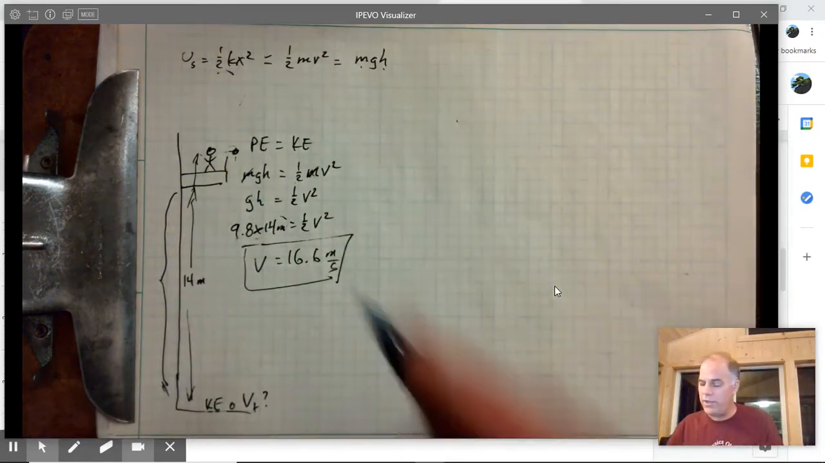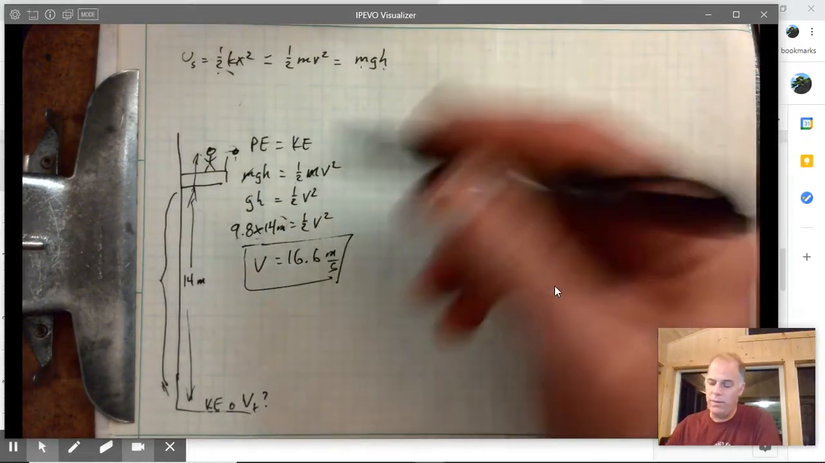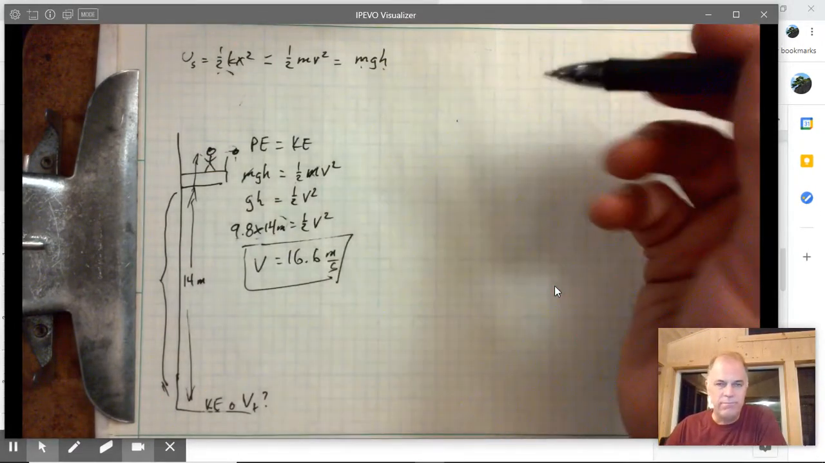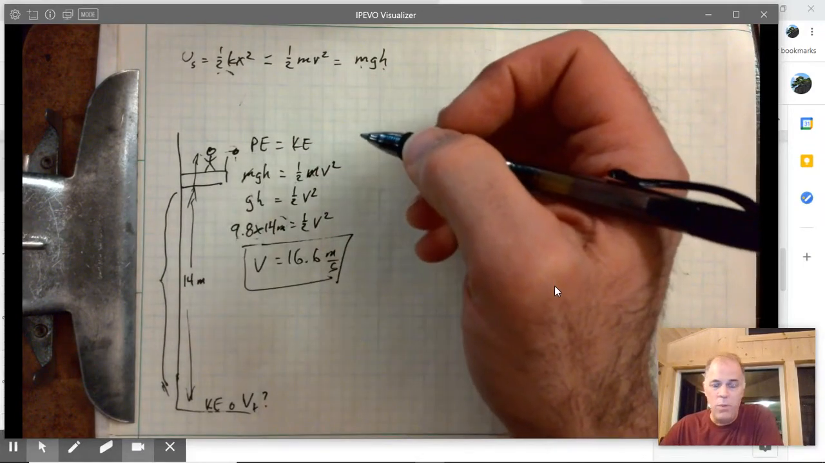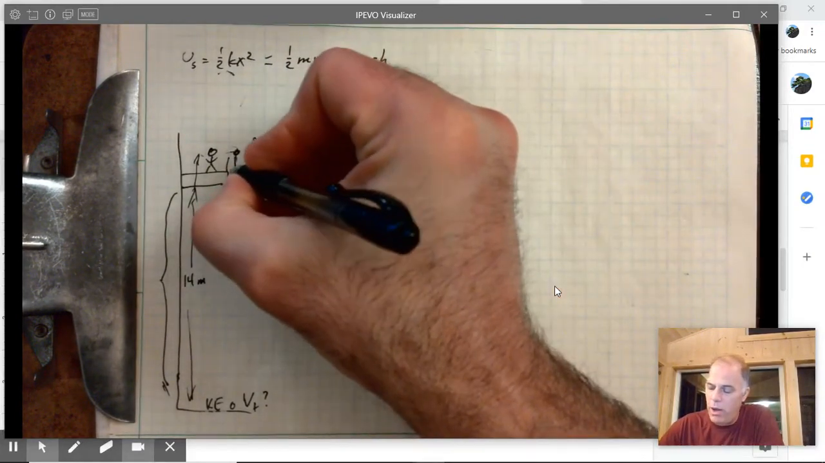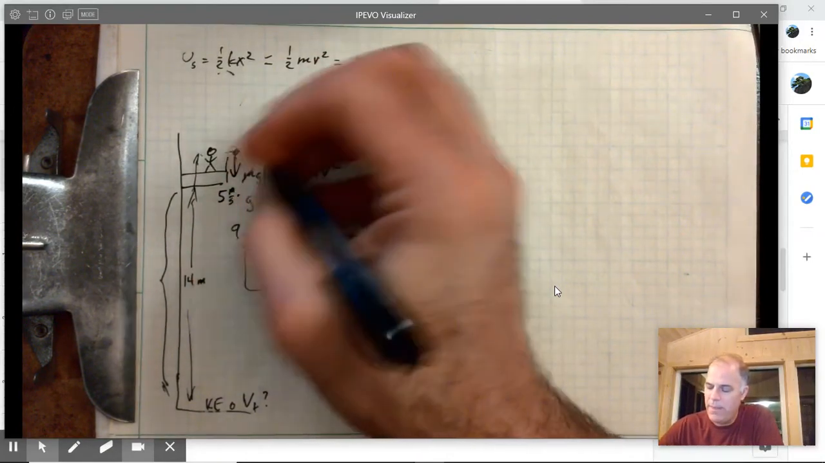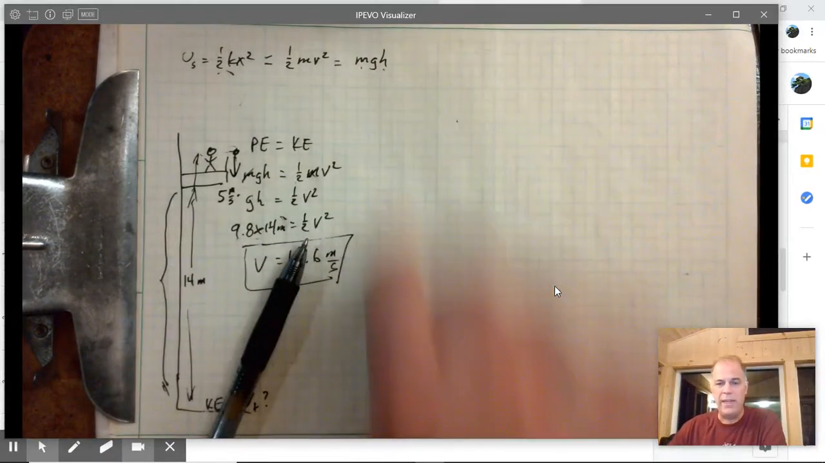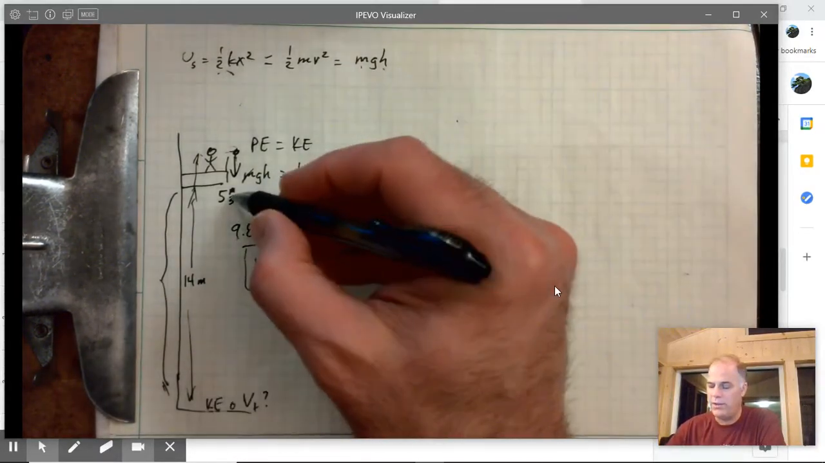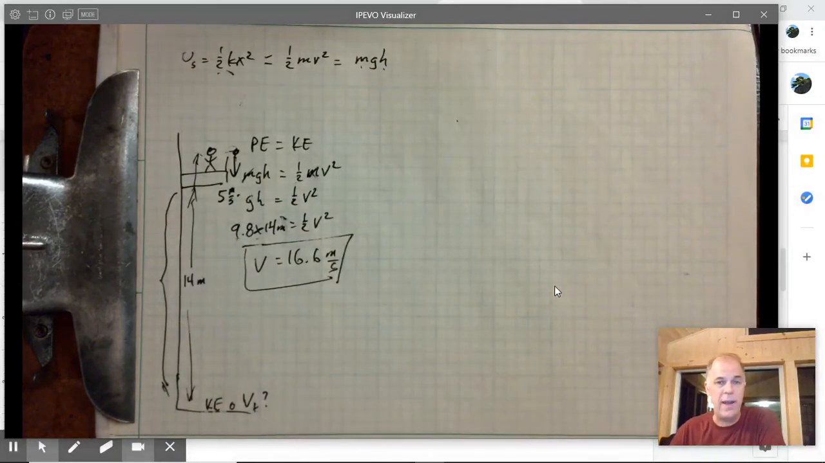Okay, let's run a similar problem here. Well, let's do a similar problem. Suppose instead of just dropping the ball, what if you throw the ball downward at 5 meters per second? Okay, so rather than just dropping it, he flings it downward, and the initial velocity is 5 meters per second. Now we want to know what the speed is at the ground.